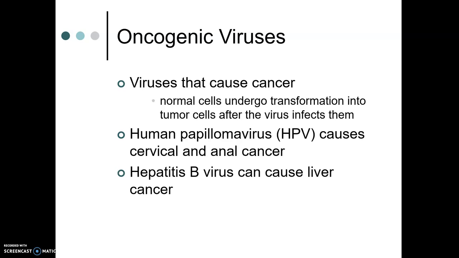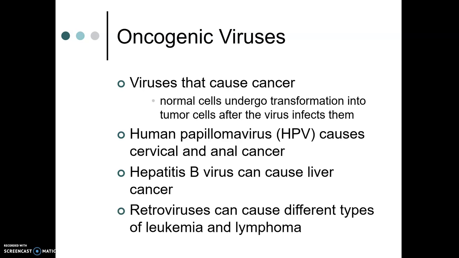The hepatitis B virus can cause liver cancer. And then retroviruses, like we just talked about HIV. HIV is a retrovirus, okay? Retroviruses can cause different types of leukemia and lymphoma. So a big area of cancer research is dealing with these viruses, figuring out ways to prevent the virus, therefore you prevent the cancer. All kinds of stuff going on right now in this area of microbiology.